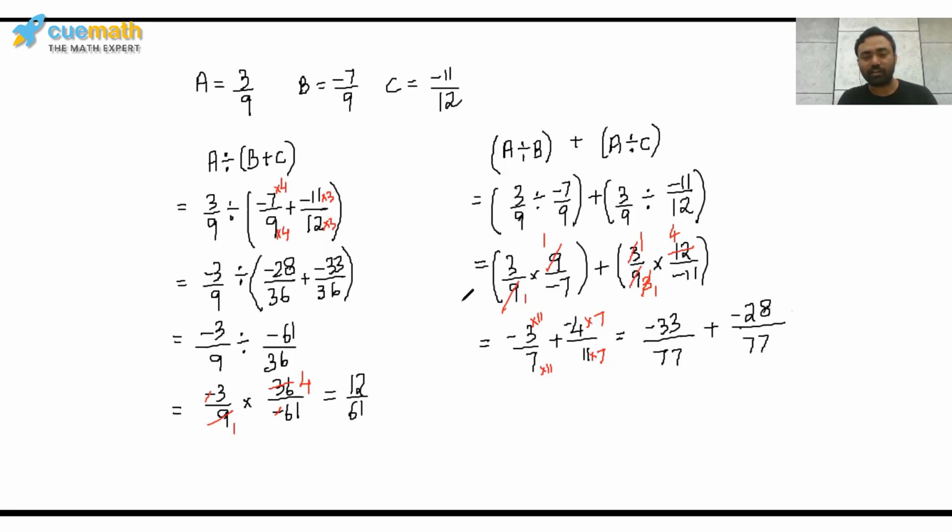Now we see that we add negative 33 and negative 28, we are going to get negative 61 over 77, and we won't be able to reduce this further. So this is what we are going to get if we solve this part.